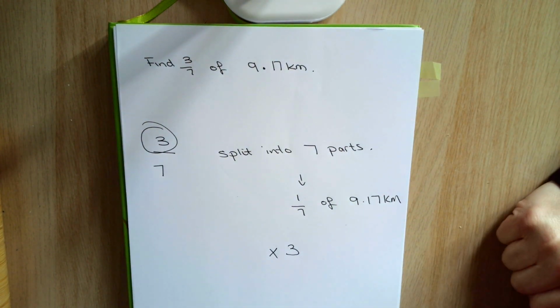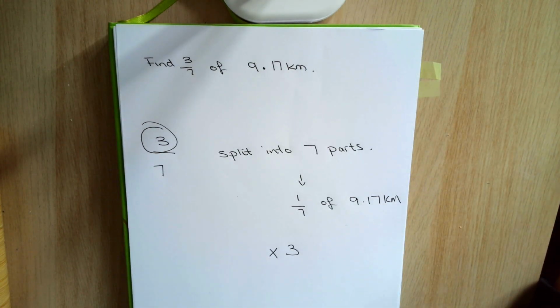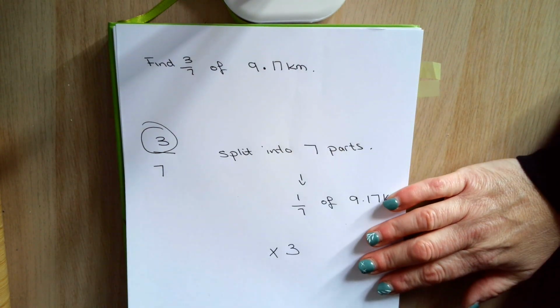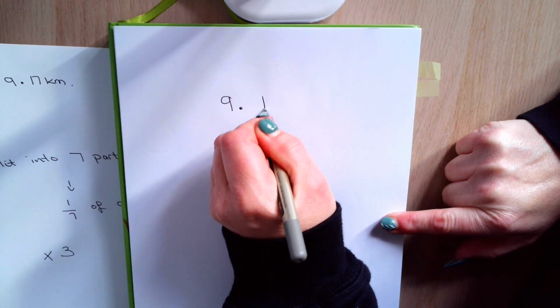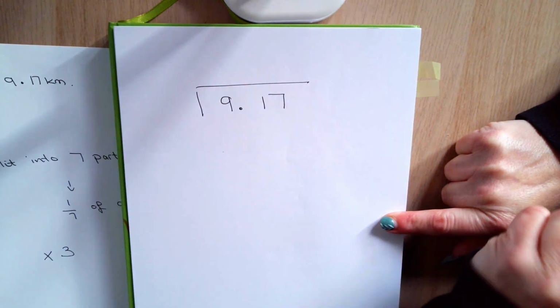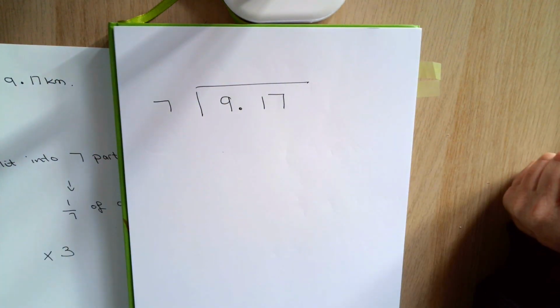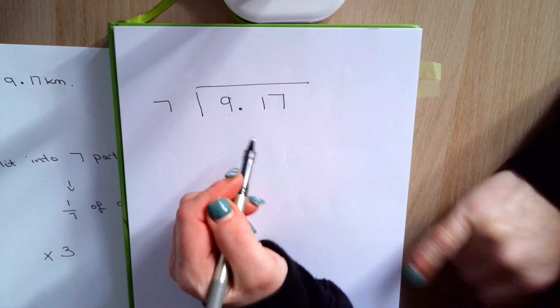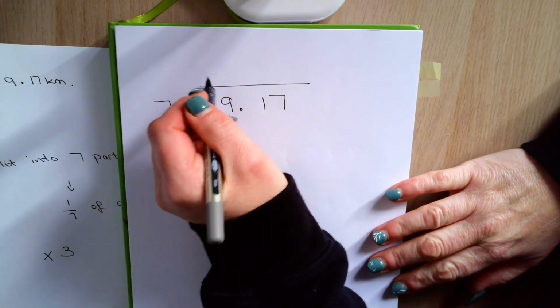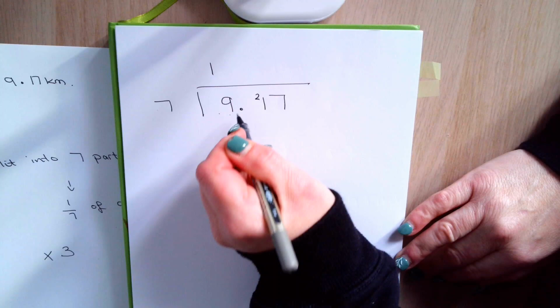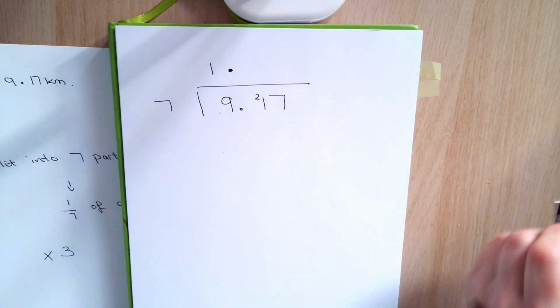Okay? So I don't know if it's a calculator paper or not. So let's just assume it's a non-calculator paper. So what we're going to do is we're going to do 9.17 divided by 7. Okay, so how many 7s are there in 9? 1, remainder 2. Now make sure you line up your decimal point there.